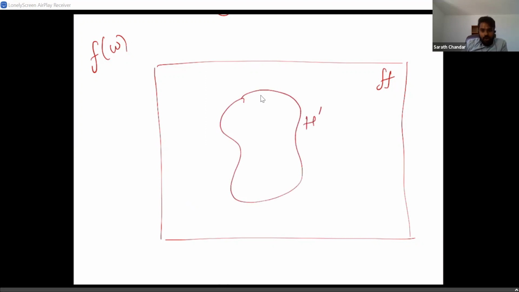Now in reality, there are many possible situations. Let's say, for example, the true function, the source function that you are interested in, is outside this H dash. For example, let's consider this dot is my source.